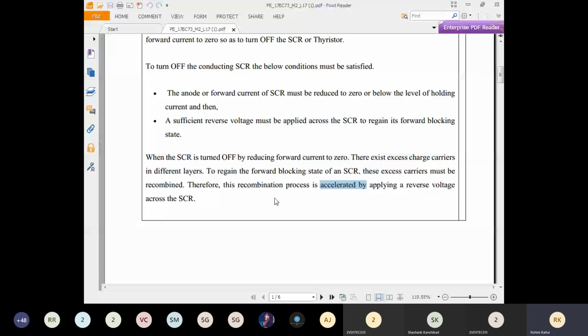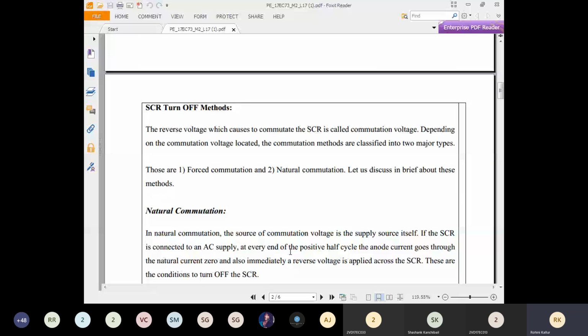So what are the different methods we have to turn off a conducting SCR? The SCR gets turned off by using two methods. One is called forced commutation and the second one is called natural commutation. This actually is dependent upon whether the applied input voltage is AC or DC. If the applied input voltage is AC, then the commutation type is natural commutation. If the applied input voltage is DC, then the applied commutation is forced commutation.